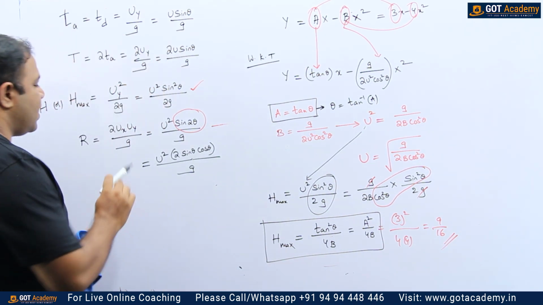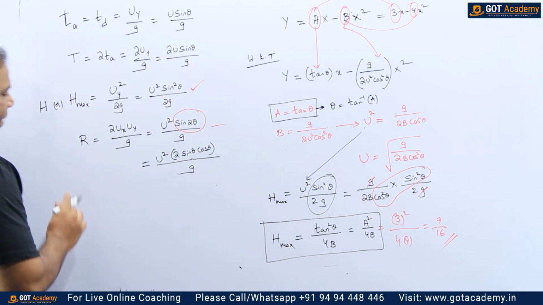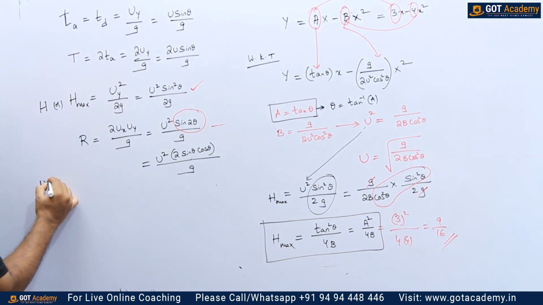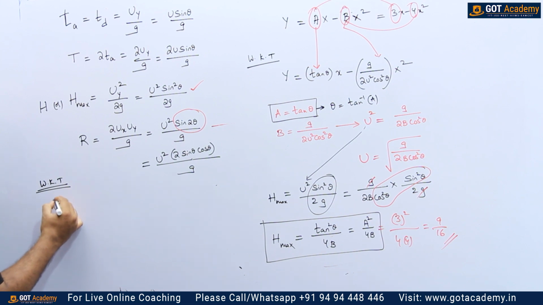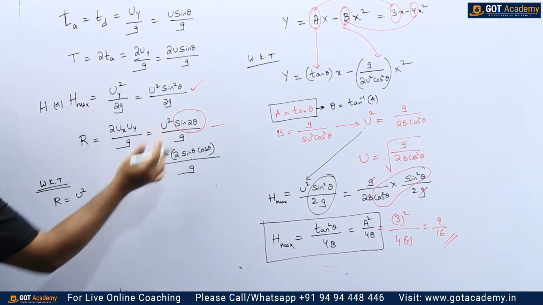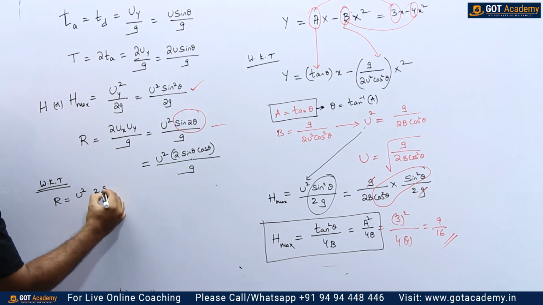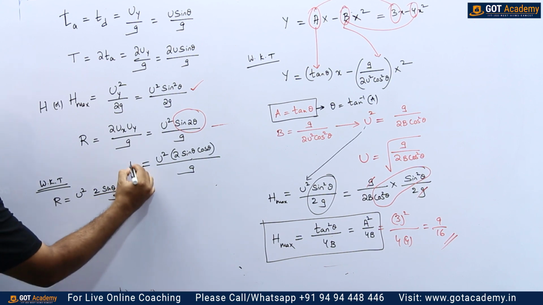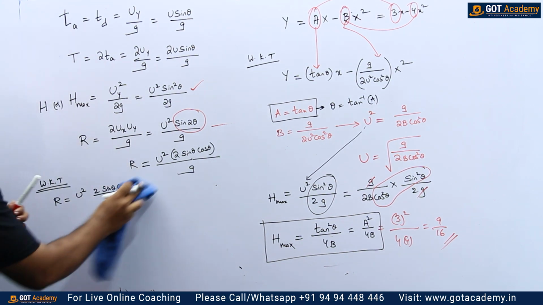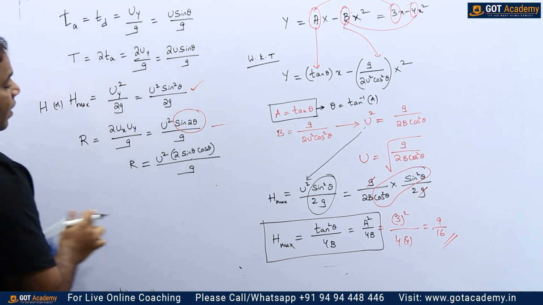Now, the next one is I am interested to find out the range. Since we know that r is equal to u square sine 2 theta by g, you can take that or else take this, that's your wish. I will take 2 sine theta cos theta by g. This is what we know as range. Let us make use of it directly.